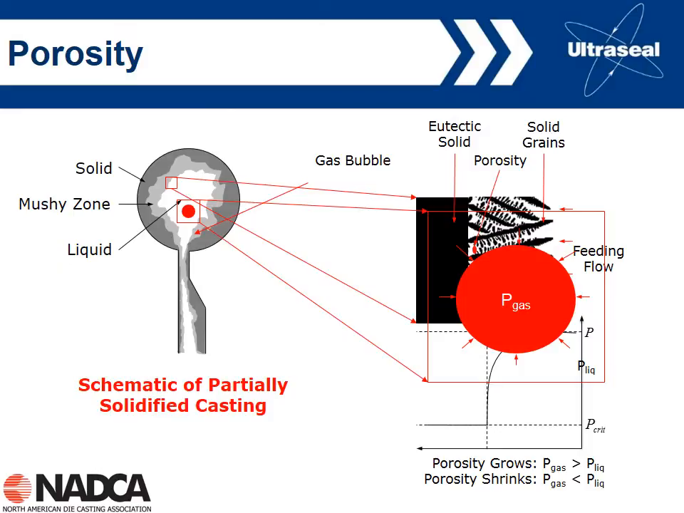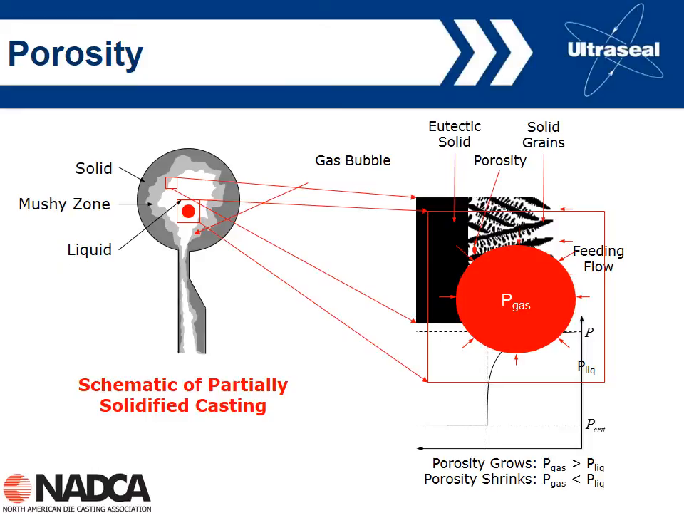So that's shrinkage porosity. If we talk a little bit now about gas porosity, so for instance, if we have a gas bubble that's forming in the liquid, what will happen is that we have the pressure of gas inside the bubble, and then we've got the pressure of the liquid metal actually pushing down on the bubble. So if we consider the two, if the gas pressure inside the bubble is greater than the pressure of the liquid, then obviously the pore is going to grow.